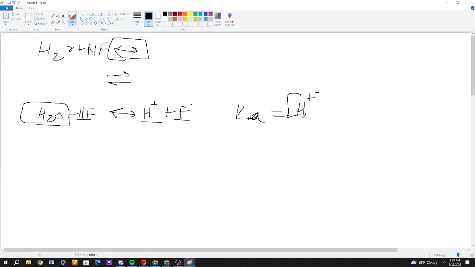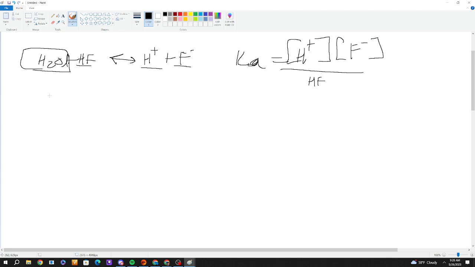I'm going to write it like this: H plus, a product, multiplied by my other product, over HF. I'm not going to include water because water is a liquid. And typically, on equations like this, they're going to denote the state of matter. Additionally, if I were to have something different where it was a solid, so let's just assume that this water is actually ice, I would still not include it.